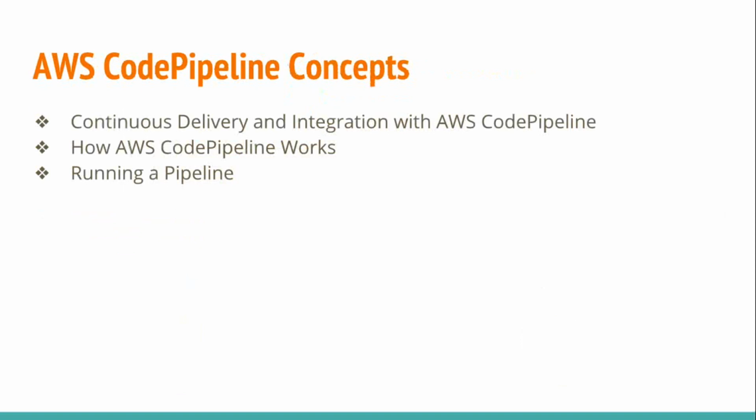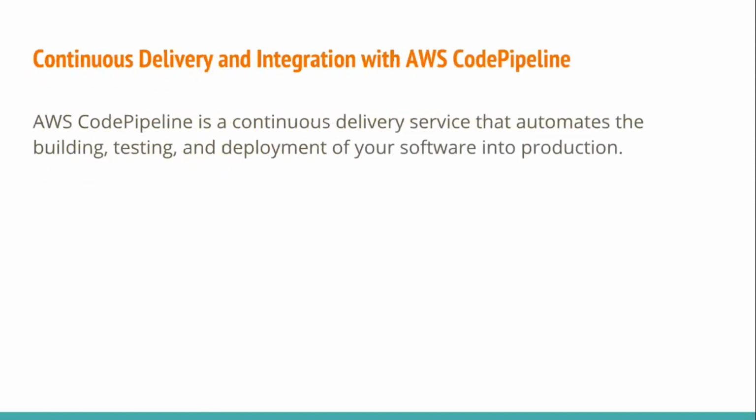Okay, so next, these are the concepts of AWS CodePipeline. The first one is continuous delivery and integration with AWS CodePipeline. The next one is how AWS CodePipeline works and how we can run a pipeline. So these are the concepts of AWS CodePipeline. First is continuous delivery and integration with CodePipeline.